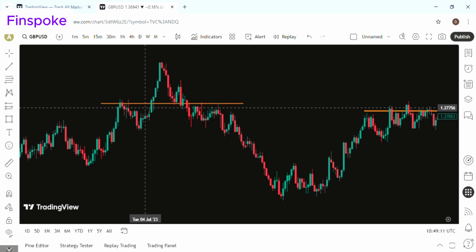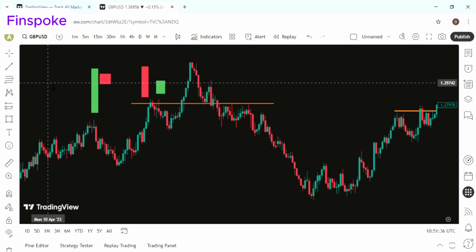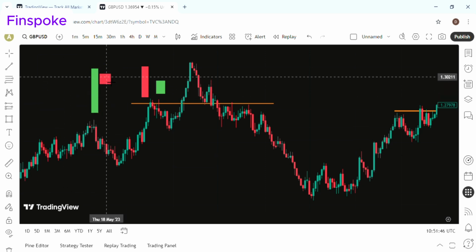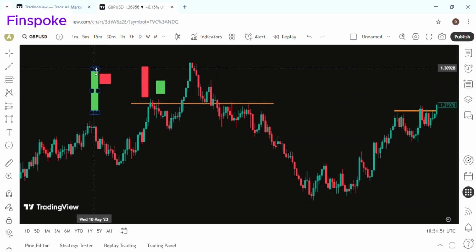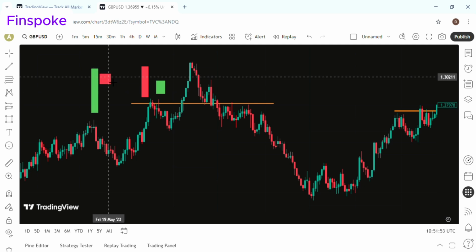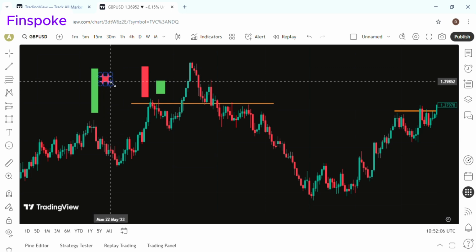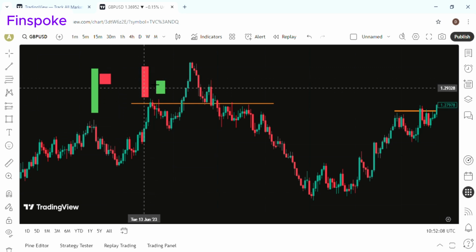And that is where this tool, the inside bar candle, comes into play. The inside bar candle consists of two candlesticks: the big candlestick and the small candlestick in front of it. Now this big candle is the mother candle and the small one is the child. For bullish, you see a bullish candlestick with this small red candlestick. And for bearish, you see something like this.